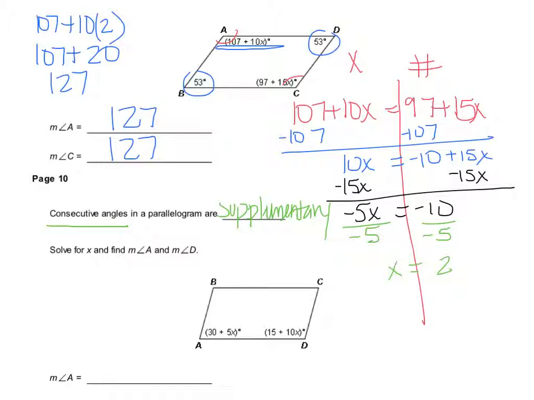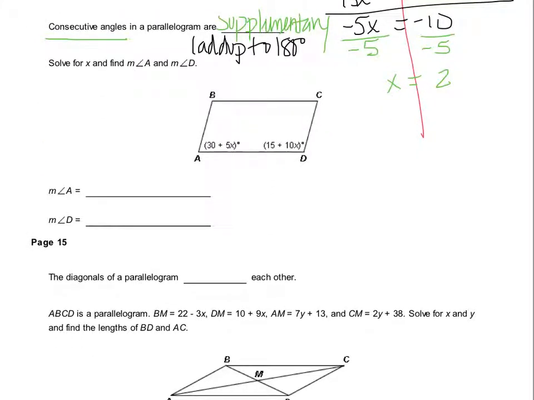Probably haven't heard the word supplementary in a while, but supplementary means they add up to 180 degrees. So what that's telling us is that two angles in a row, so for example, A and D, or D and C, or C and B, or B and A, they're always going to add up to 180 degrees.